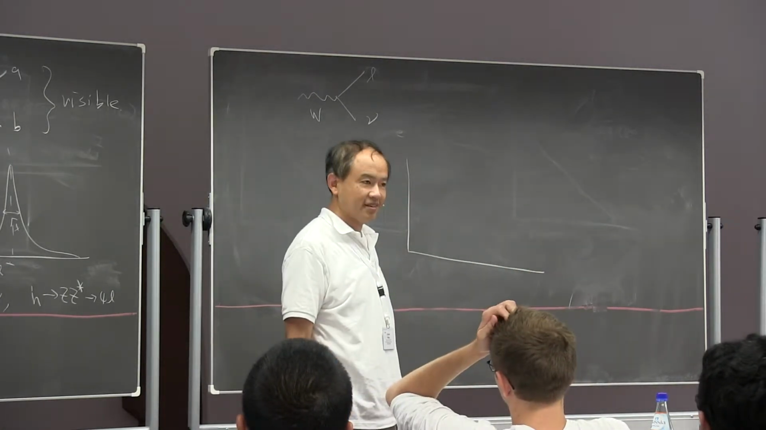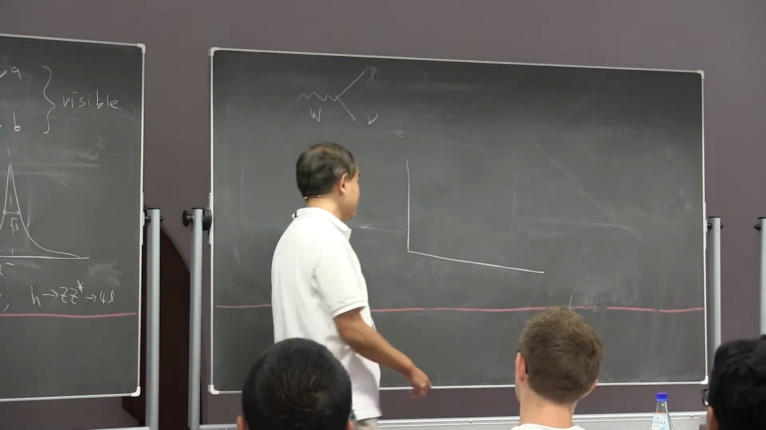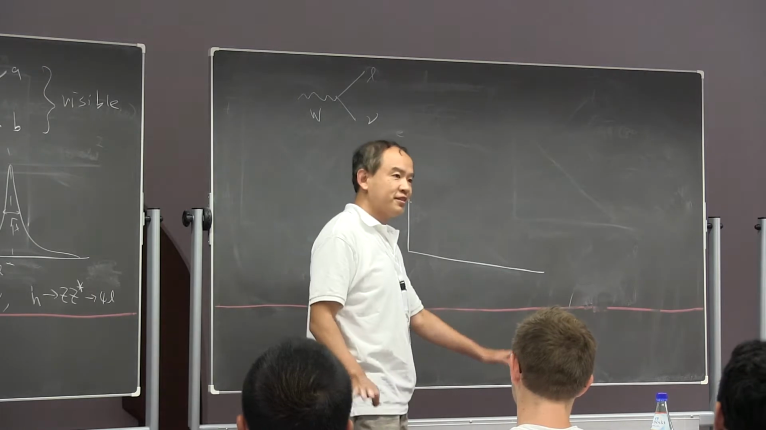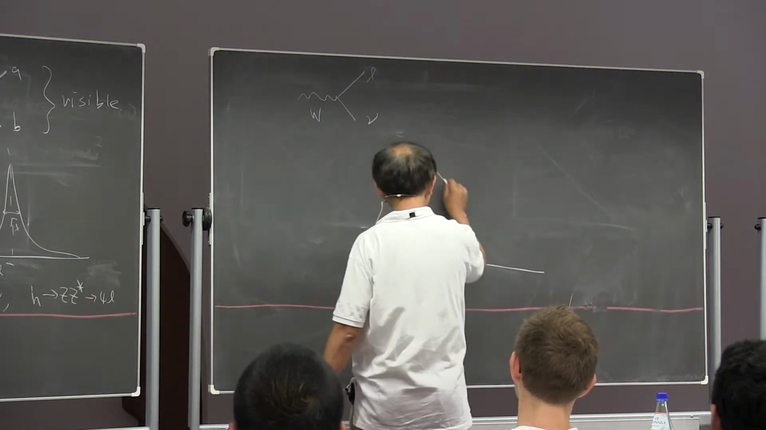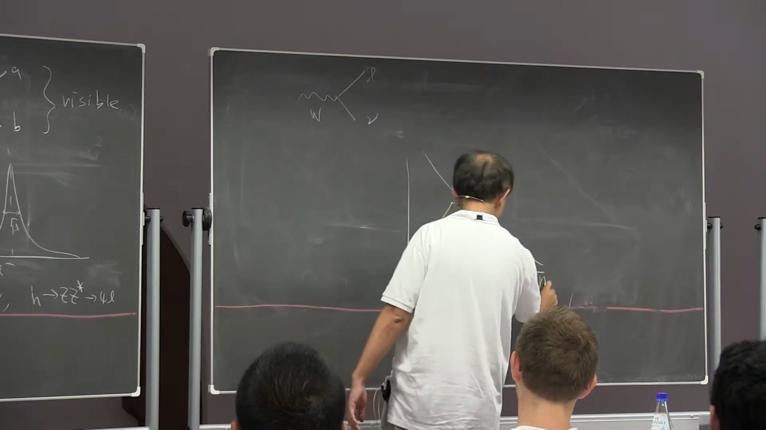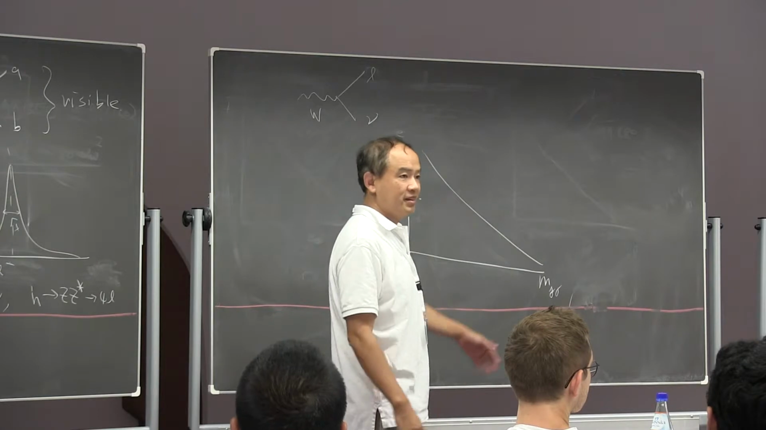So what experimentalists do for this is they say, okay, I'm not going to use any Monte Carlo. I'm not going to use any theory predictions. I'm just going to measure the diphoton invariant mass. They measure it, and then they see a bump.